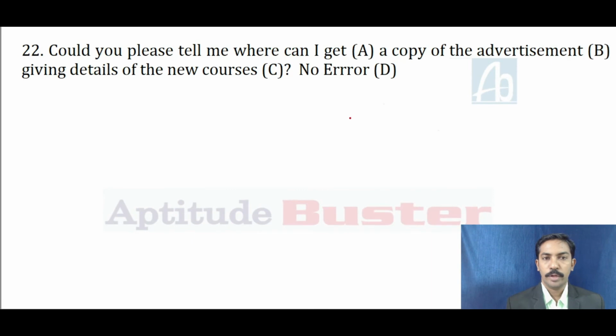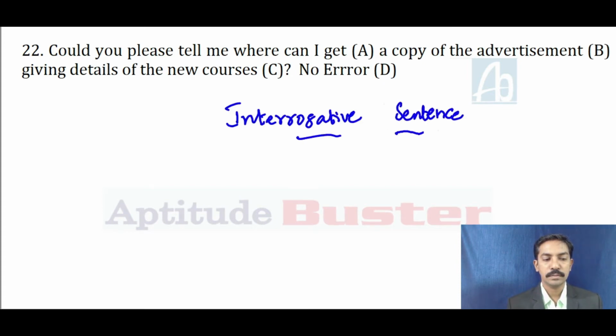Question number 22. Could you please tell me where can I get a copy of the advertisement giving details of the new courses? Well, you read it once or twice, it would seem that this sentence is error free, because usually this is how we would speak, or this is one utterance which is very much common in spoken English. But actually this has an error. I'll explain. This belongs to interrogative sentence.